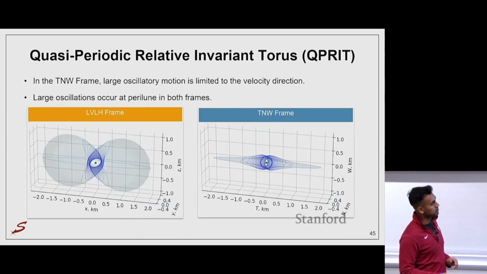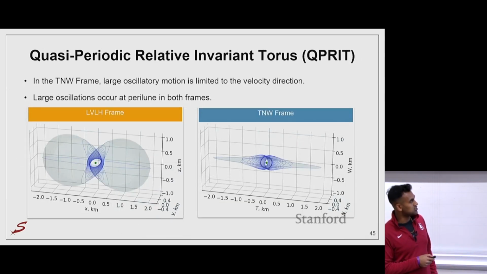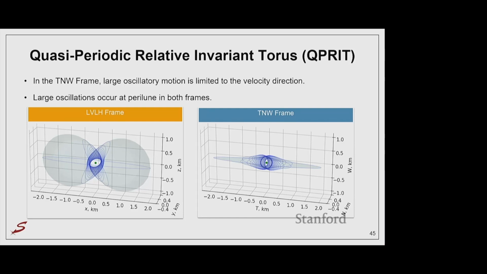Yeah, the TNW frame offers some advantages. For example, the large oscillatory motion is more limited to the velocity direction. So it's helpful with characterizing uncertainties and visualizations.